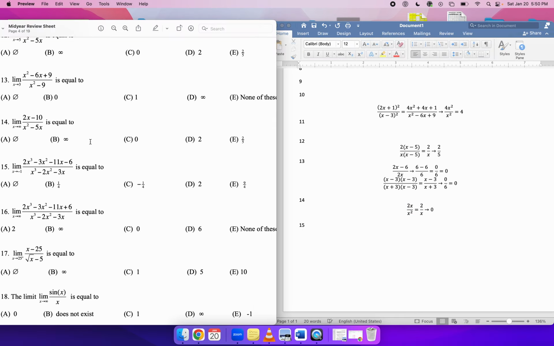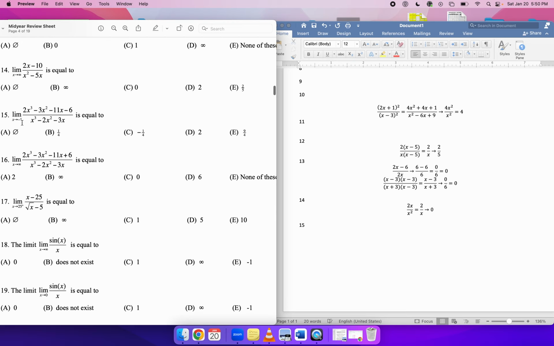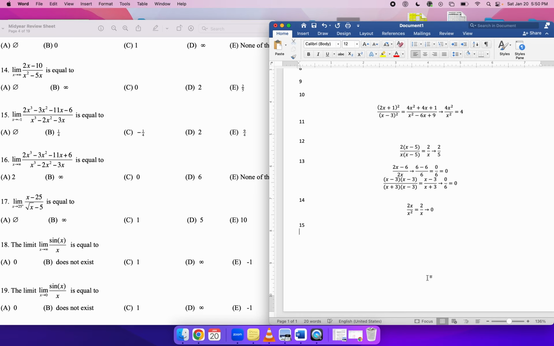Number 15, you should plug the number in first. If you plug in negative 1, you'll get 0 over 0, which means you can either, again, simplify or use L'Hopital's rule.